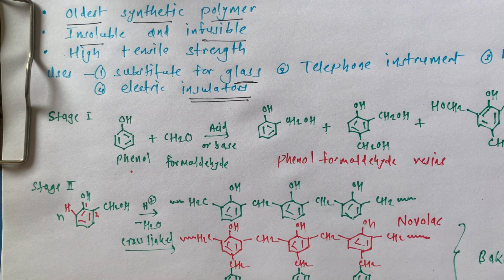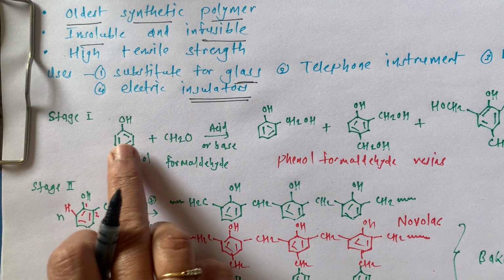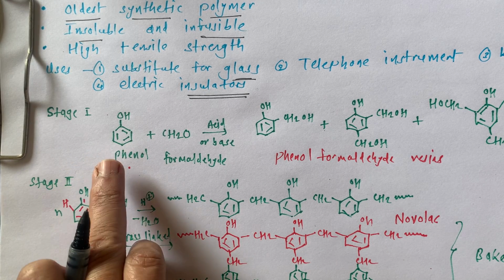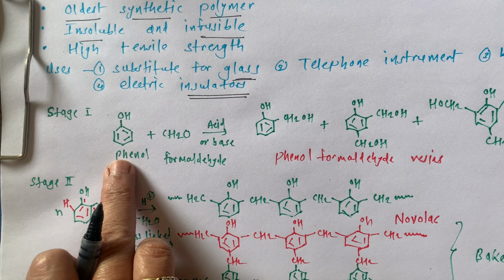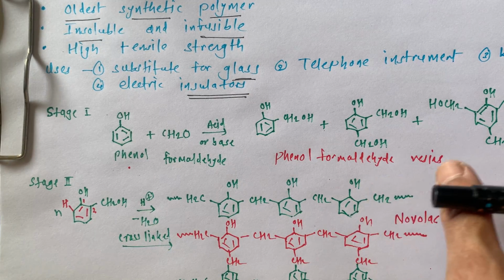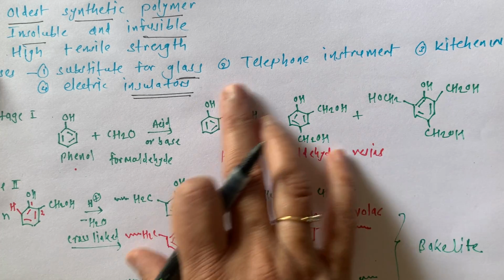Okay, now what is going to happen? See here. Here it is. This is the very important preparation of the polymer formation, that is the Bakelite. So this is our phenol going to react with the formaldehyde in the presence of an acid or base catalyst. There are three types of different products we can get. This is the mixture of products.